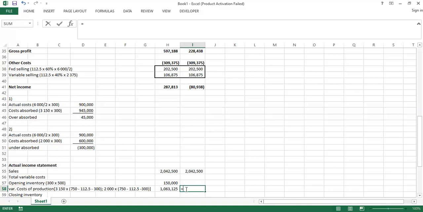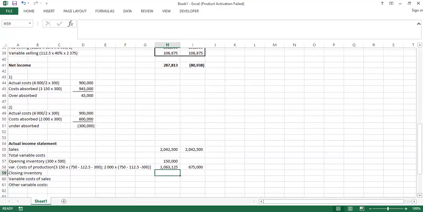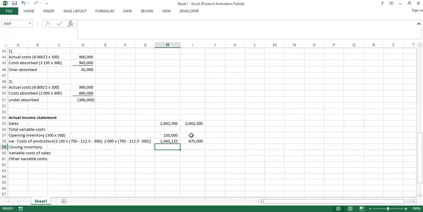And then here it's going to be 2000 manufactured, less there. 2000 times 750. Okay, we need that in brackets there. 750 minus 112.5 minus 300. Okay, and we have that there. And then the closing inventory here is going to be our opening inventory there.